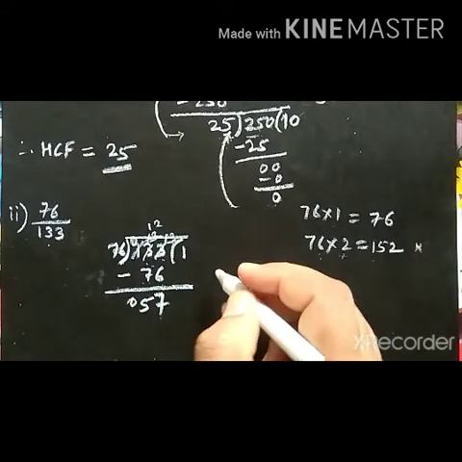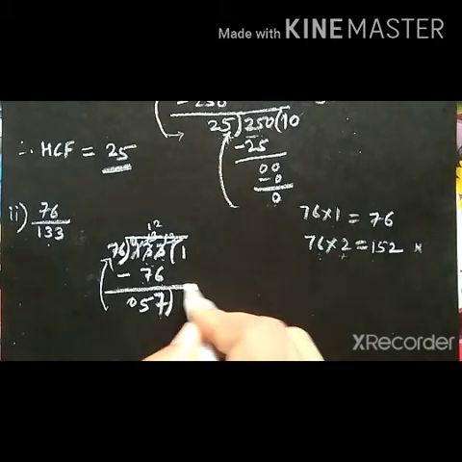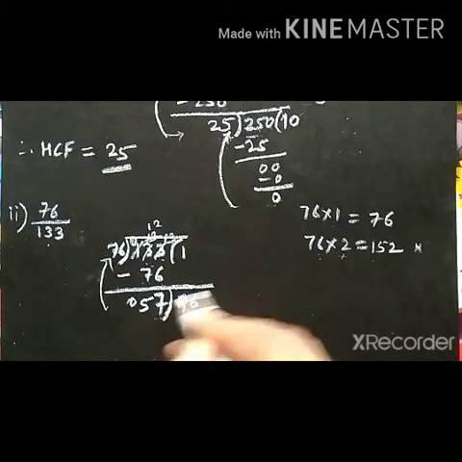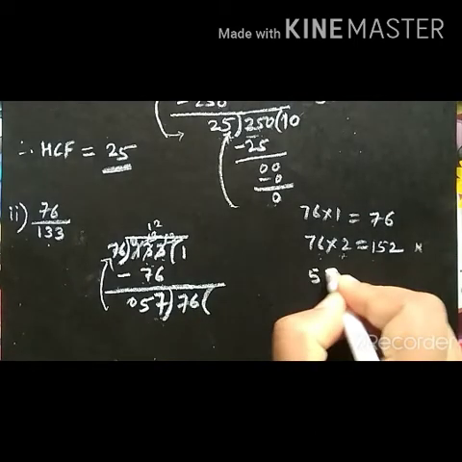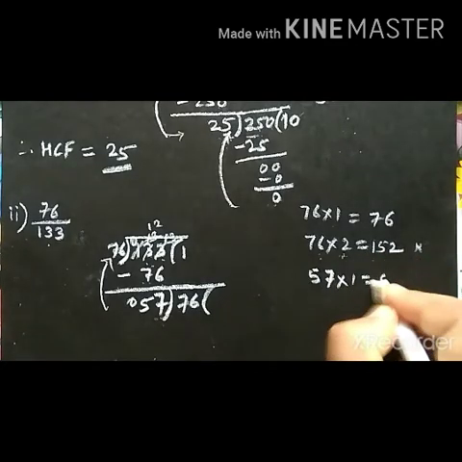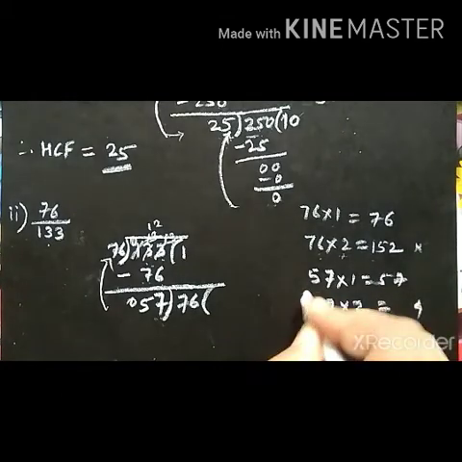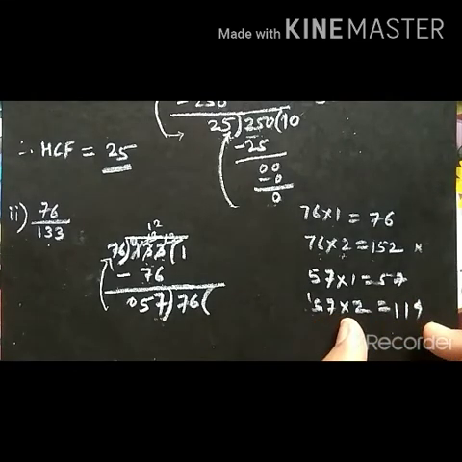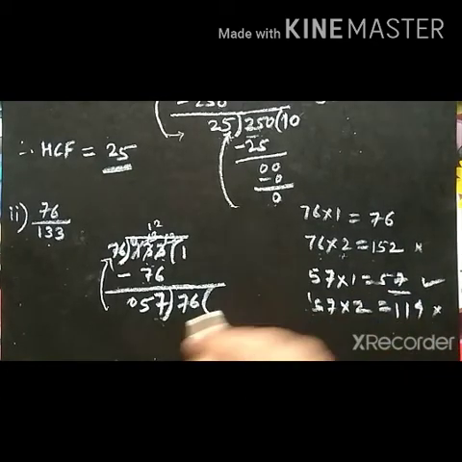According to the rule of division method, divide the previous divisor, that is 76, by the remainder 57. Remainder we got here 57. Now see, 57 ones are 57. 57 twos are, see 2 sevens are 14, 1 carry, 2 fives are 10 plus 1, 11. Now 57 twos are 114, which is bigger than 76. So we can't take. So 57 ones are 57.